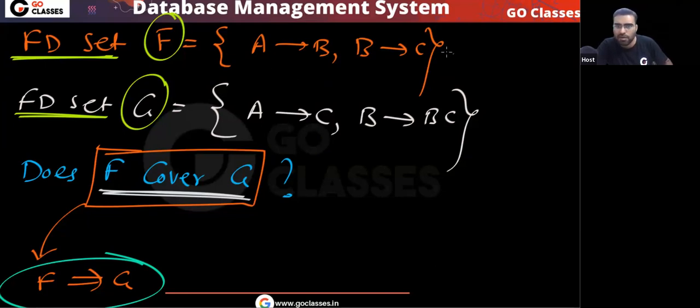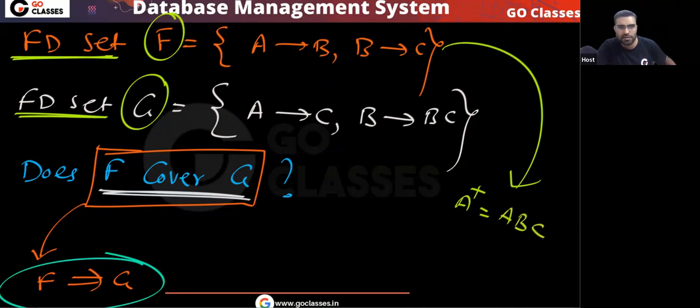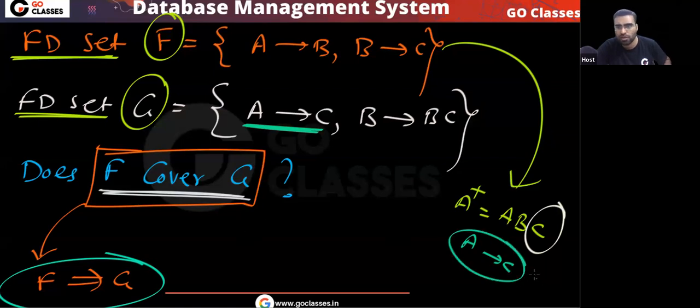How to check? Just look. In this F, find what A plus is. What is A plus in F? You can see that it will be ABC. So this FD you got. The first FD of G you got. Is this clear? Please tell me.